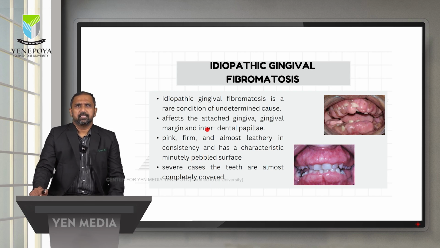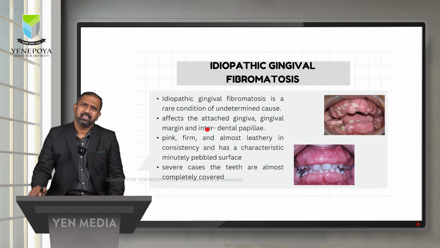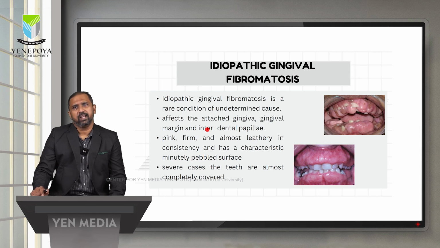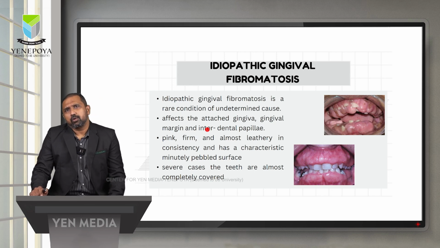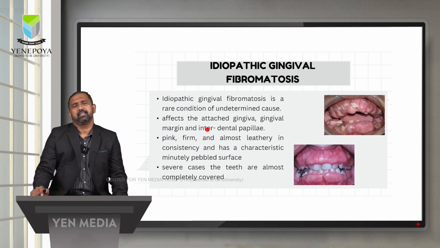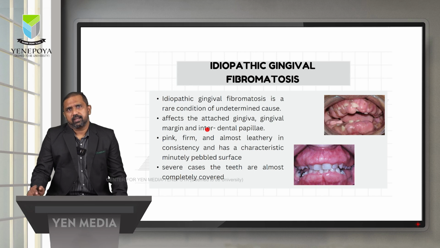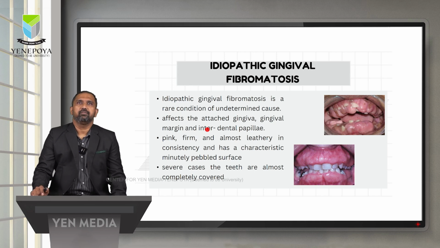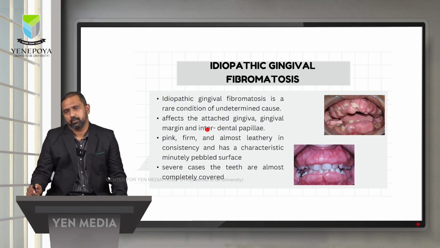In some of the rare cases, it grows to such an extent that it almost covers the entire tooth, and the teeth will not be visible in the oral cavity. In severe cases, it might require surgical intervention to treat these conditions. So it's a rare, genetic, inherited kind of disease condition which usually happens in some of the younger individuals.